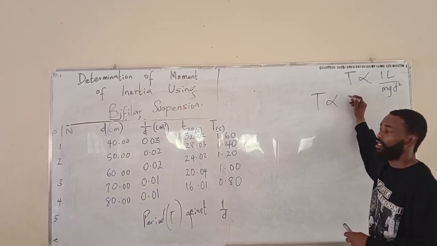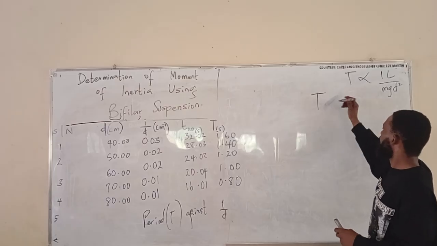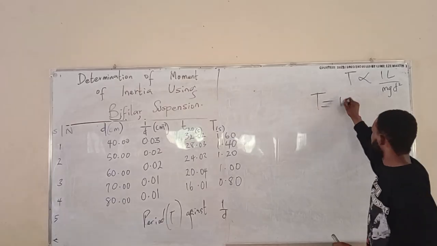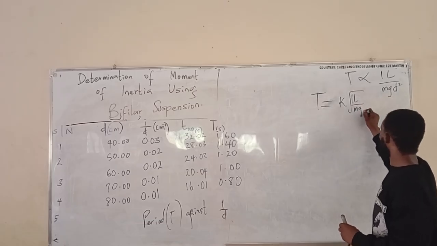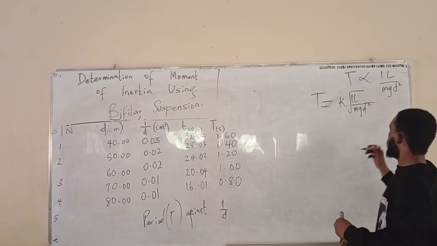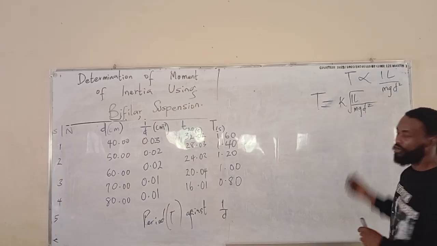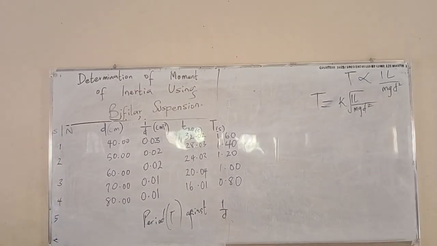I want to represent 2 pi with K, so that T equals K root of IL over mgd squared. The reason I showed you the other ways of doing this is in case you see a question in the exam that writes it the other way.